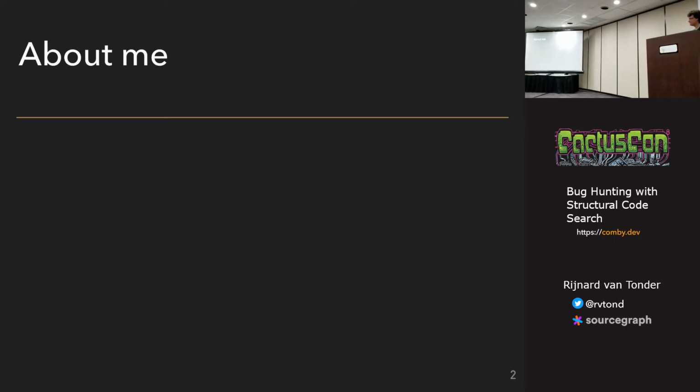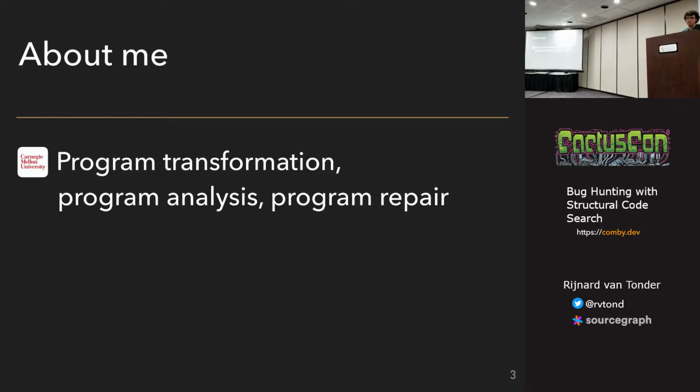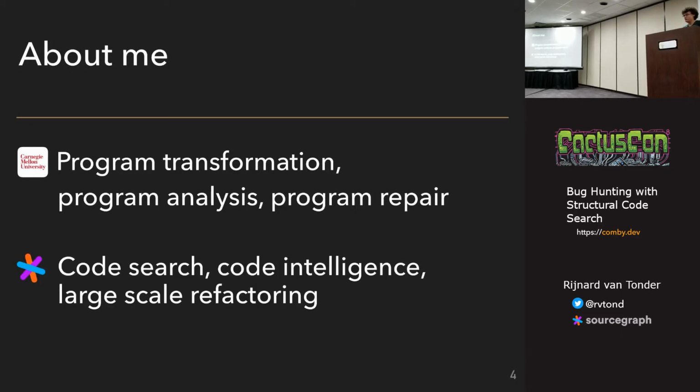Before we get into the details, a little bit about me. I graduated with a PhD from CMU this year, where my research focused on program transformation, program analysis, and program repair. Program repair is also known as automated bug fixing. I now work at a company called SourceGraph, where we do code search, code intelligence, and large-scale refactoring. I'm very lucky because I get to apply and implement a lot of the ideas that I had in research into practical developer tools. I work remotely, and I'm based here in Phoenix.